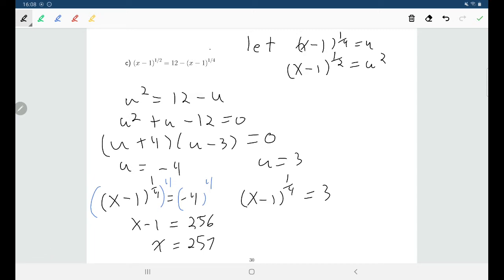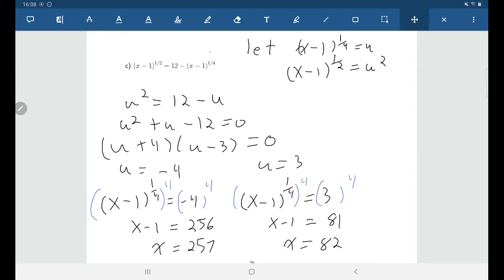And we'll do the same thing with the second possible solution. x minus 1 to the quarter is 3. If I take this equation and raise both sides to the power of 4, that would give me x minus 1 is equal to 3 to the power of 4, which is 81. And so x is 82.